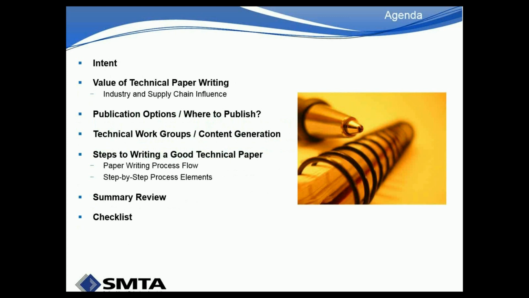Today, we'll be talking about how to write a technical paper. The agenda for the presentation is outlined below. First, we'll start with the intent, followed by the value of technical paper writing, publication options and where to publish, technical workgroup and content generation, steps in writing a good technical paper, including the process flow and a step-by-step process element flow, followed by a summary and a checklist that you can use to help you in writing your paper.